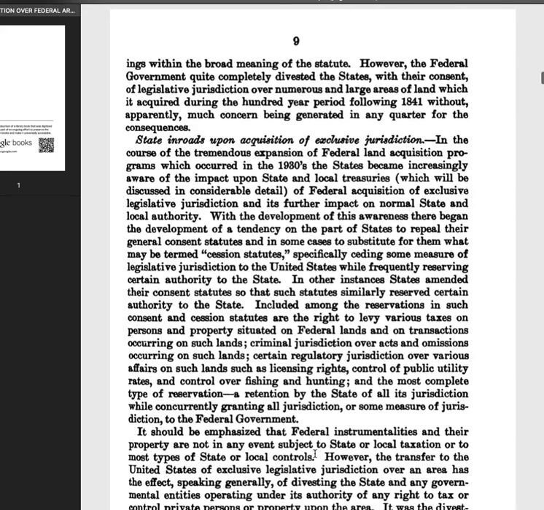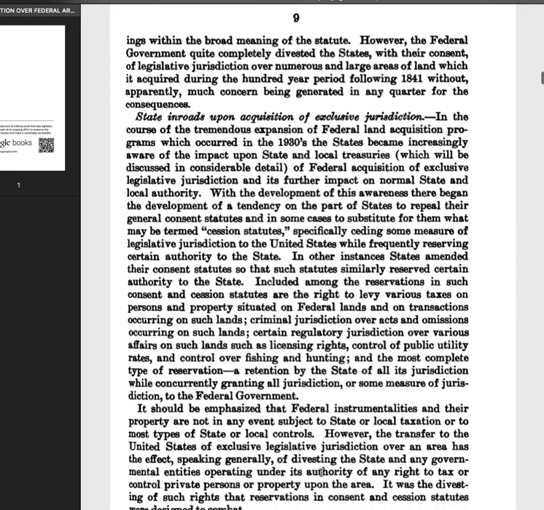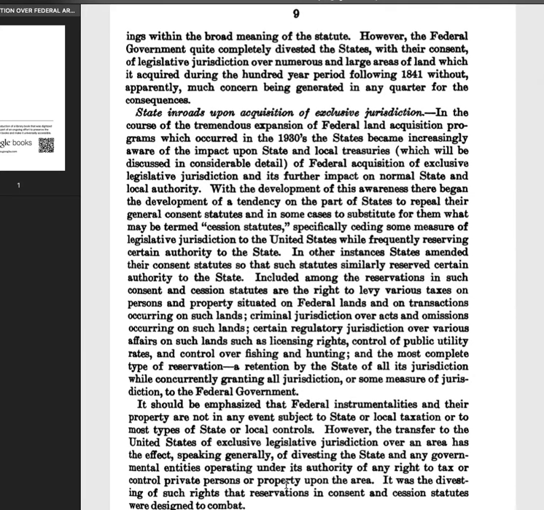It should be emphasized that federal instrumentalities, which are businesses created by the various agencies, and their property are not in any event subject to state or local taxation or to most types of state or local controls. However, the transfer to the United States of exclusive legislative jurisdiction over an area has the effect, speaking generally, of divesting or taking away the state and any governmental entities operating under its authority of any right to tax or control private persons or property upon the areas.